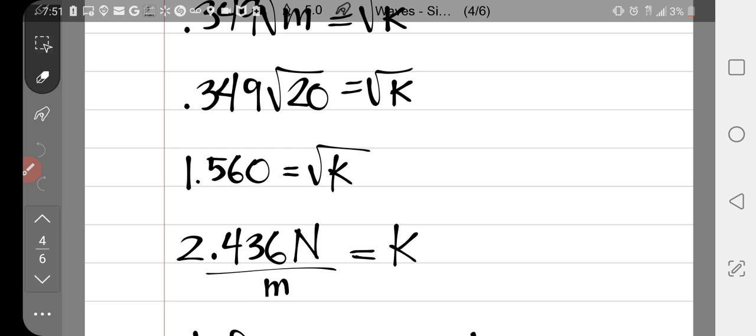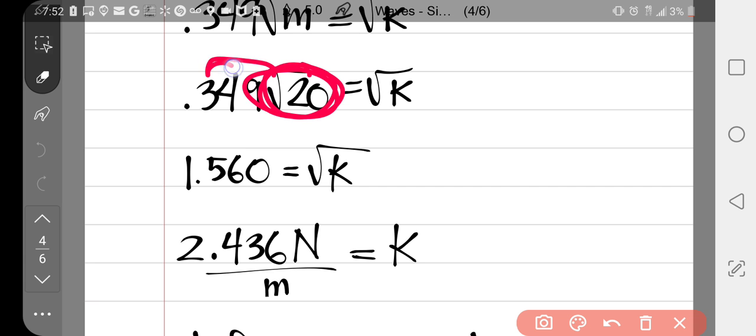If you didn't have a calculator, you would say, what's close to 20? That's like 16. So square root of 16 is 4. What's the next one up? It's 25. So the square root of 20 is somewhere in between 4 and 5. And then you say something like maybe 4.2 times 0.349, to get an estimate. That's just a bonus there, how to estimate when you have square roots.